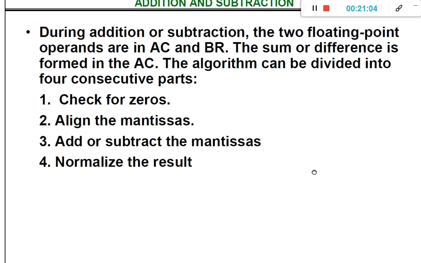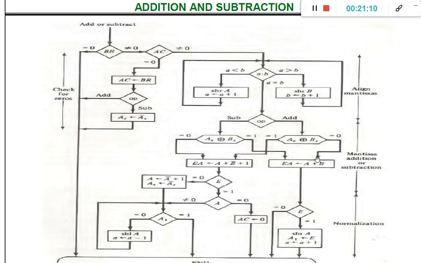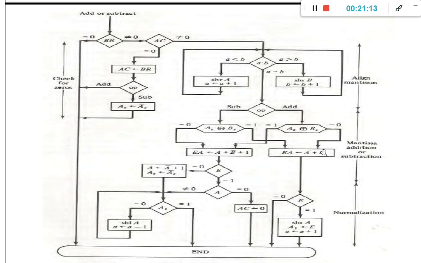Now let us see the flow chart for performing the addition and subtraction. So this is the flow chart for performing the addition and subtraction of floating point numbers. So initially we are going to check whether the BR value is 0. The algorithm starts here. So initially we are going to check whether the BR value is 0 or not. If the BR value is 0, then stop the execution, and if the BR value is not equal to 0, then check the AC value, whether AC value is 0 or not.